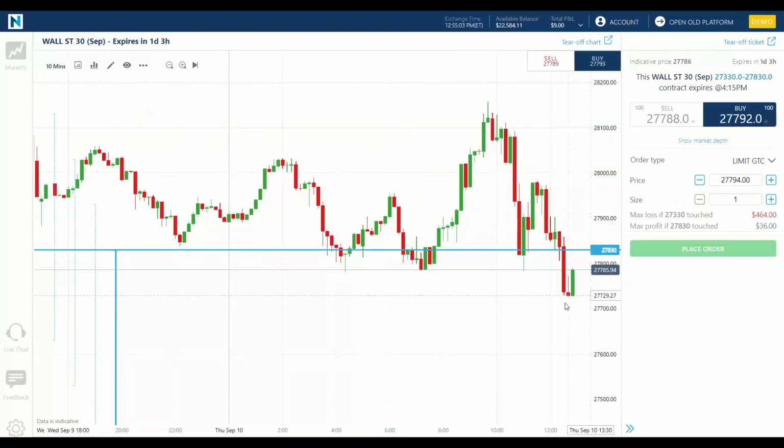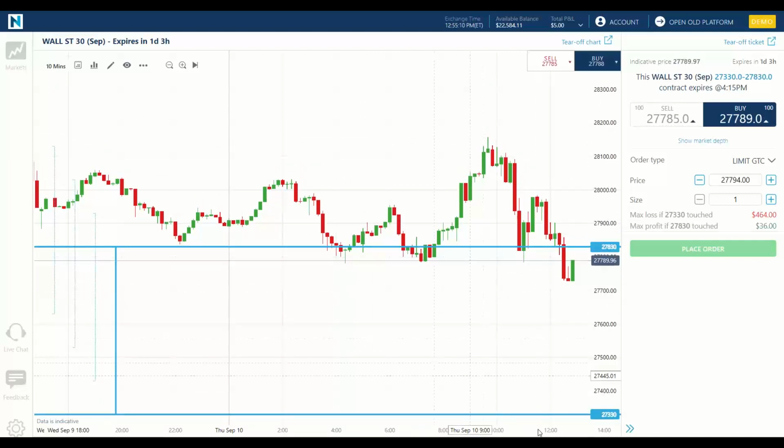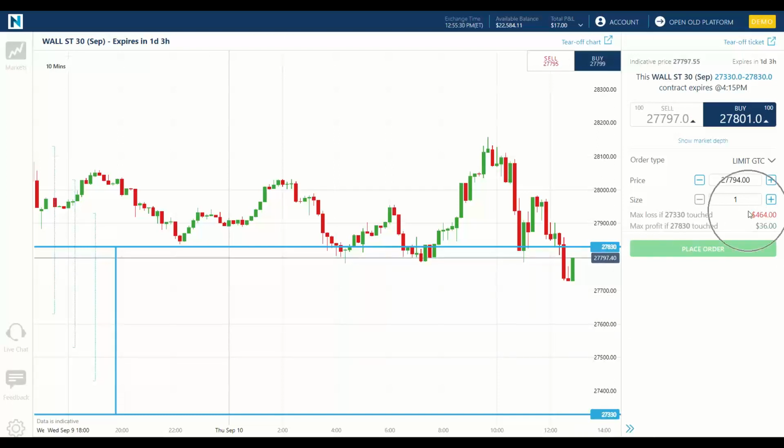So had I, you know, here's one that's much lower. All right. So here's one. Let's shrink this in because we can't even see where the floor is all the way down at 27.330, and the ceiling is 27.830. Now here, if I were to buy one of these, there's not much that I stand to make. I could only make $36 if it keeps ticking a little higher. But if it went lower, I could lose $464.